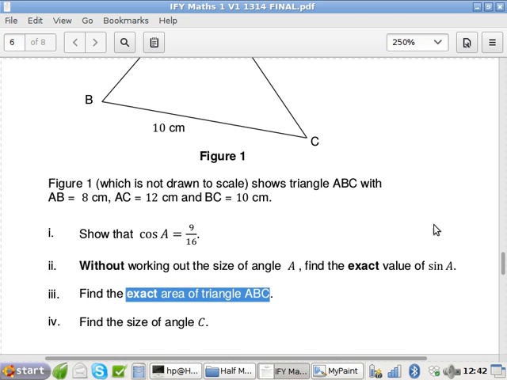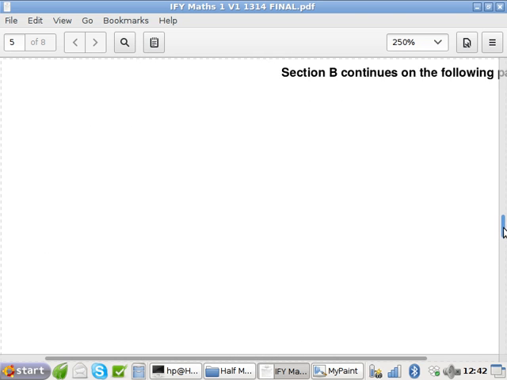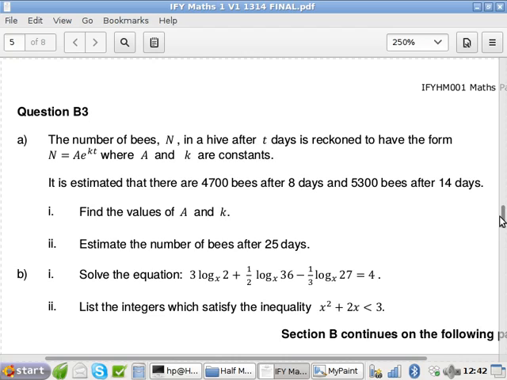Okay, so I think next time we'll have a look at the exponential and log questions in class. Okay, we'll finish there.